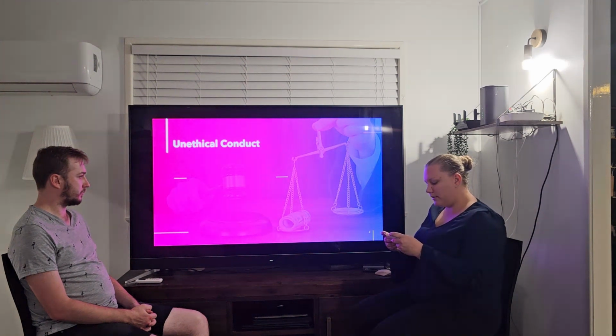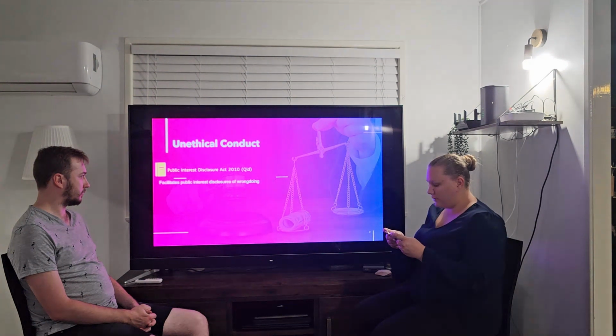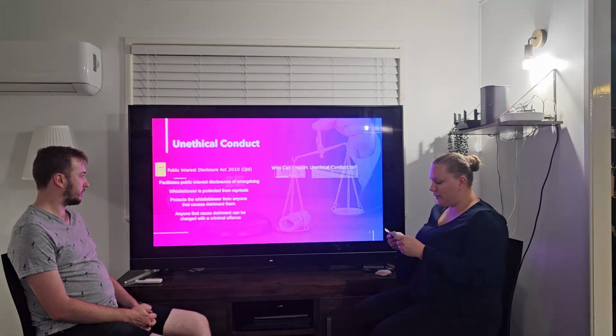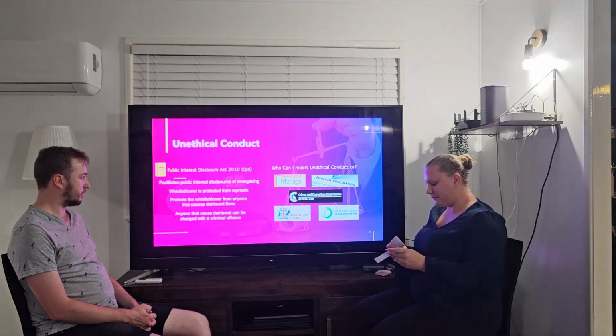Unethical conduct. So reporting unethical conduct. Being in the public service, we are committed to the highest ethical standards as public service employees, and we are required to ensure we meet our obligations to report suspected wrongdoing, including conduct not consistent with the Code of Conduct for the Queensland Public Service.